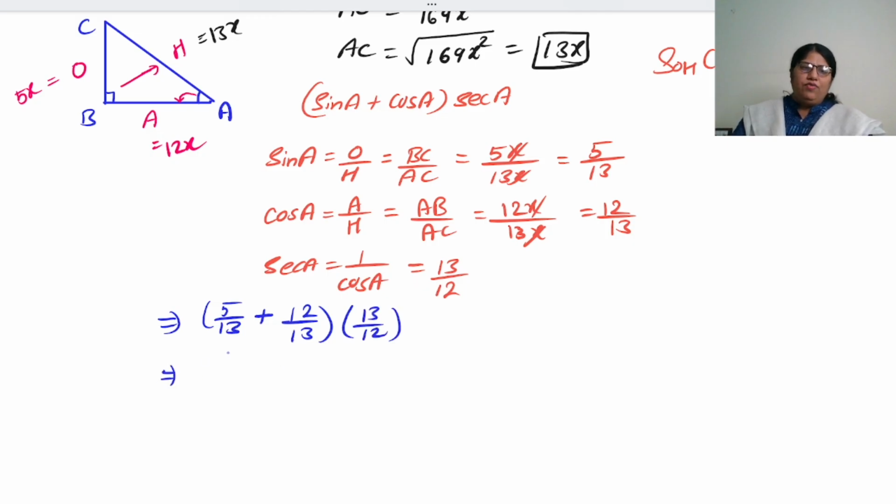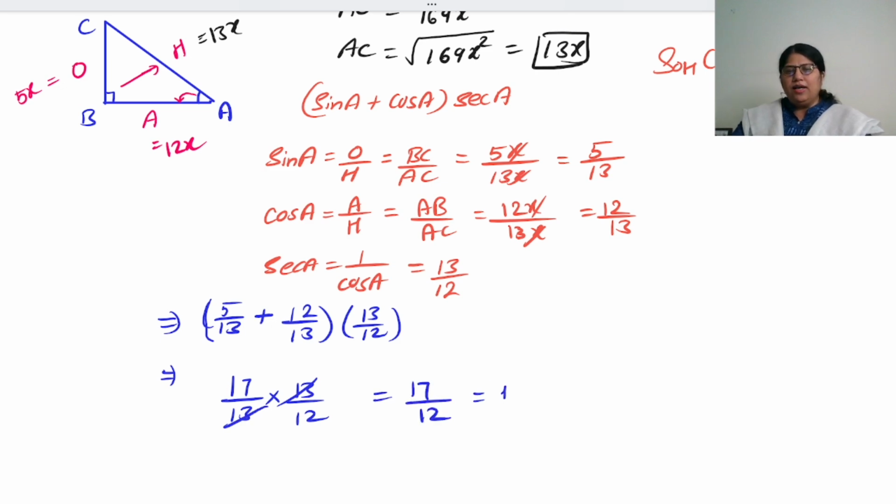Because here you need to find the LCM, follow the BODMAS rule. 5 plus 12, they are like denominators, so you can directly add the numerators. It is 17 by 13 times 13 by 12. Your answer, your ratio, is 17 by 12, which can be written as 1 5 by 12. So if they are asking what is the ratio, then you can leave the answer as 17 by 12.